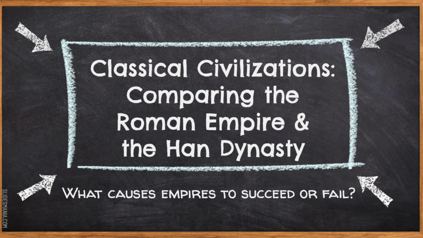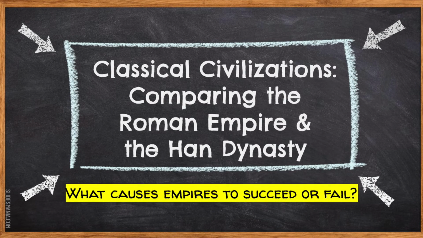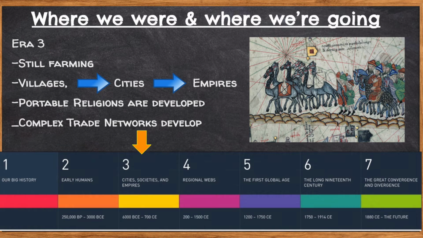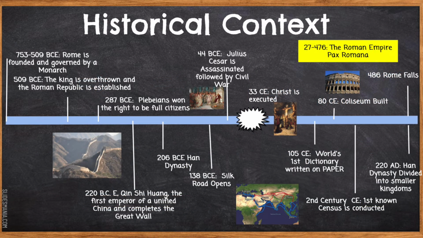In today's flipped classroom, we're going to compare the Roman Empire with the Han Dynasty. And what I want you to consider as you're watching these videos is what causes some empires to succeed and others to fail. So we are in Era 3, and we're going to be looking at the period from really 753 BCE all the way up to basically 500.